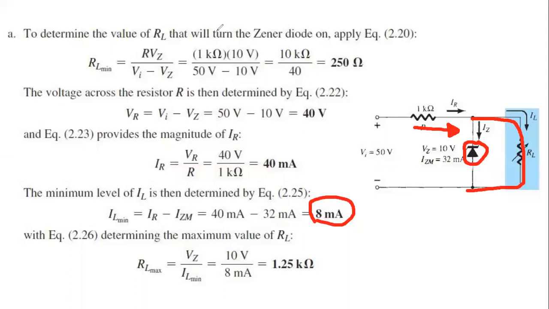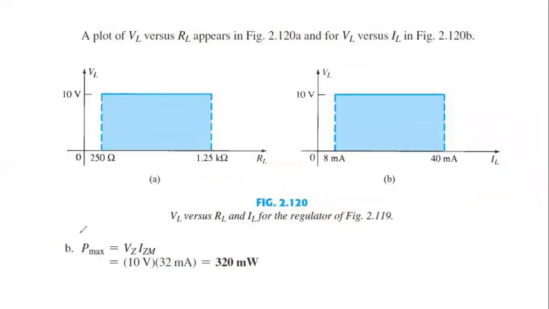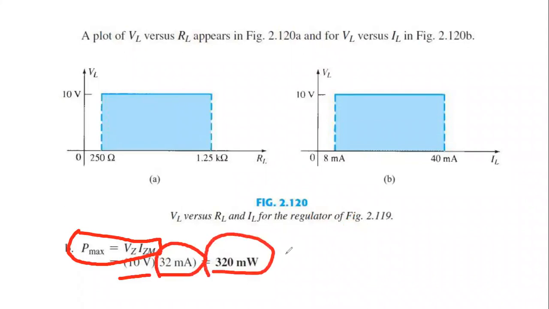So that's why it is 40 milliampere, my student. And last but not the least, you can see the maximum power across the diode. You can say that the maximum voltage is 10 volt and maximum current is 32 milliampere. So 320 milliwatt is the maximum power dissipated by the Zener diode.